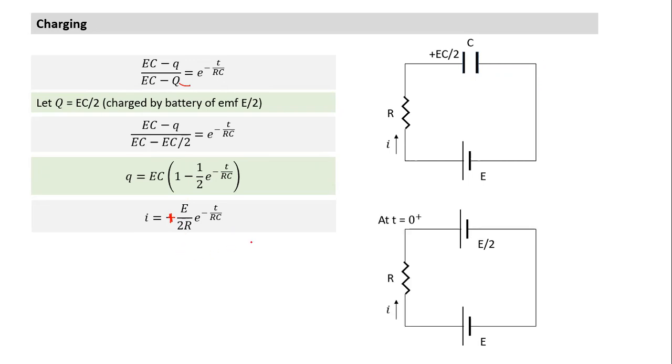Again, are we clear about this part? This is t equal to 0. This is how we'll visualize it. We could also have thought of the current direction. How would you think of the current direction? This is EC by 2, and the final charge is equal to plus EC. The charge has to increase, which means the current has to flow in this direction. So far, is this understood?